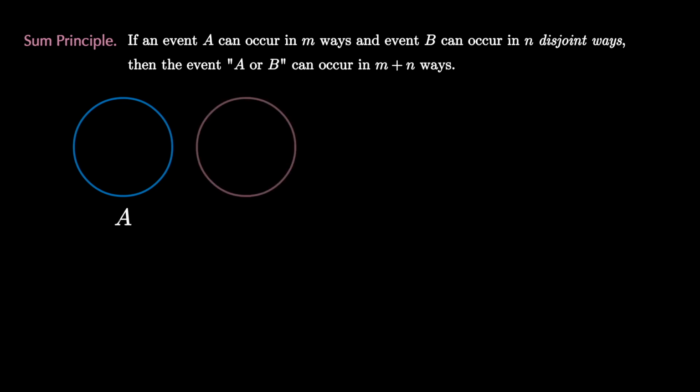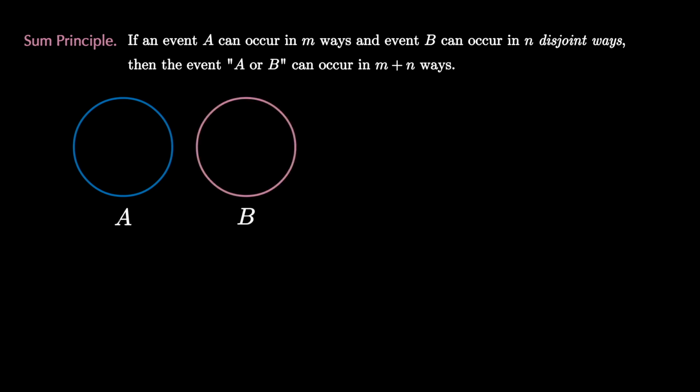In this video, we'll encounter 2 counting principles. The first one is known as the sum principle. The sum principle states that if an event A can occur in m ways and an event B can occur in n disjoint ways, then the event A or B can occur in m plus n ways.